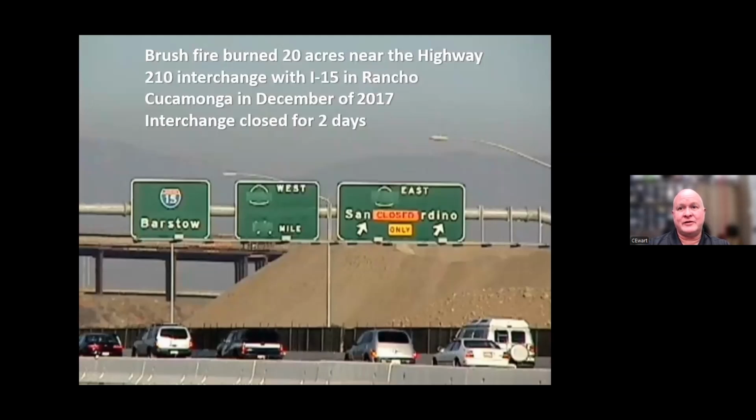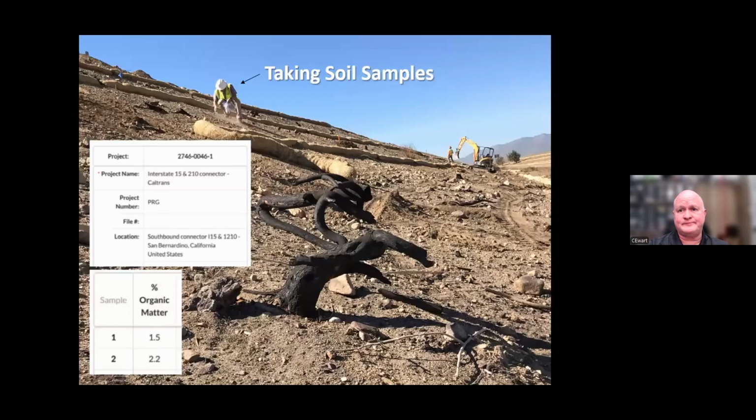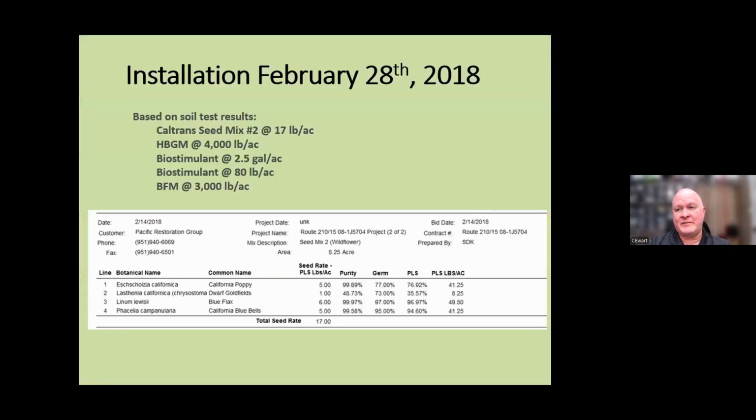So a couple of case studies. This is a fire that burned through 20 acres down in Rancho Cucamonga in December of 2017. This is what it looked like after they started doing some reclamation. They got in, took out large debris, put in some straw wattles, and they took some soil samples. We found that organic matter was 1.5 and 2.2. We took it from a couple of different areas on the site, and then had a recommended prescriptive solution for application. We added some biostimulants, put bonded fiber matrix in at 3,000 pounds, and then this was the seed mix that was selected.